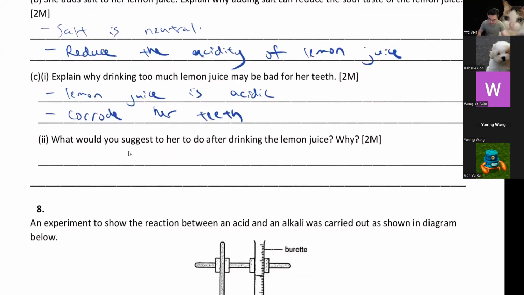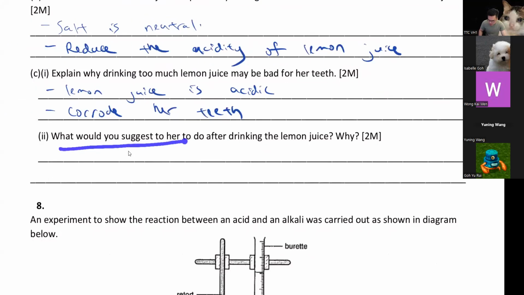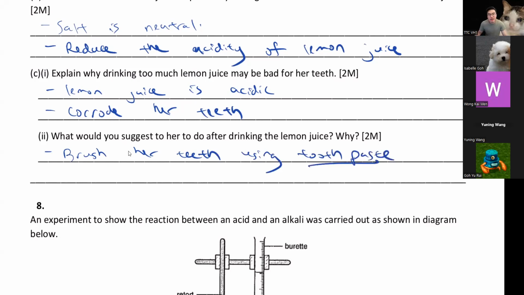Okay, use a straw. So number 2, what would you suggest to her to do after drinking the lemon juice? What should she do if she really does this? She should brush her teeth using toothpaste. Toothpaste is the keyword. You don't just say brush your teeth. When we say brush our teeth, we know we are using toothpaste already, but you specifically mention toothpaste. Why? Because alkaline toothpaste neutralizes the acidic lemon juice.